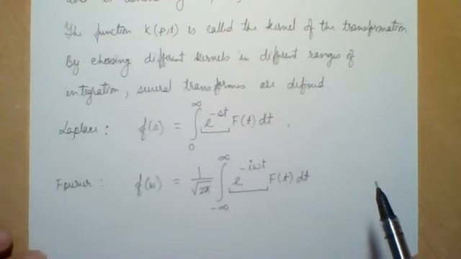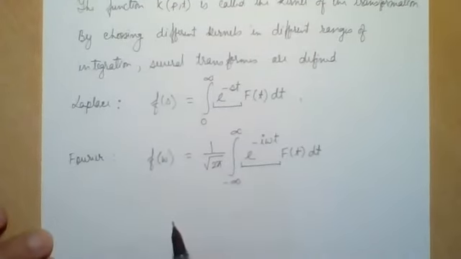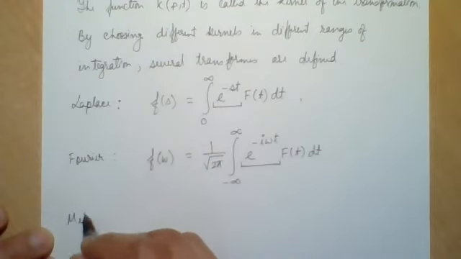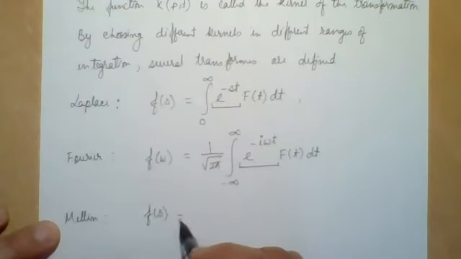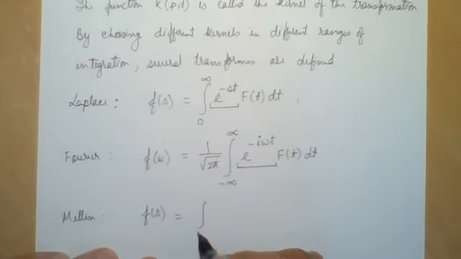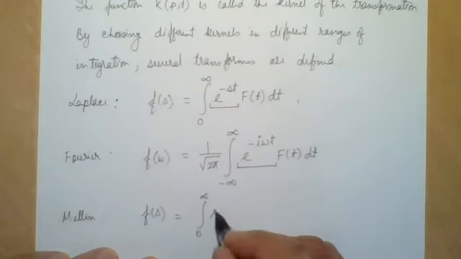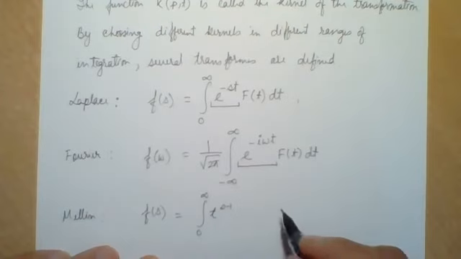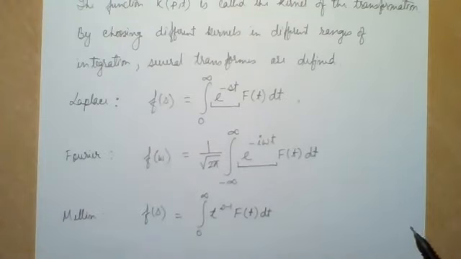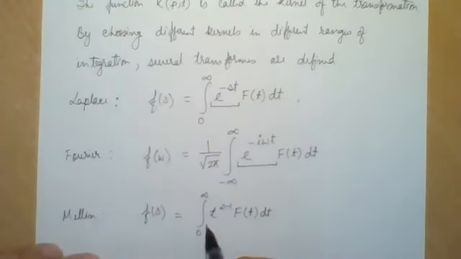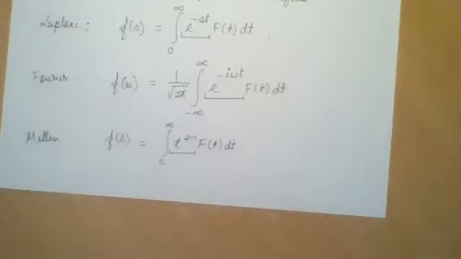Next, we have another transform, which we call the Mellin transform, M-E-L-L-I-N. F of s is equal to the integration from 0 to infinity of t to the power s minus 1 f of t dt. This is the Mellin transform, where the kernel is t to the power s minus 1 when t is greater than 0, and for values of t less than 0, the kernel is 0. So this is the Mellin transform. Then let me take a new sheet.